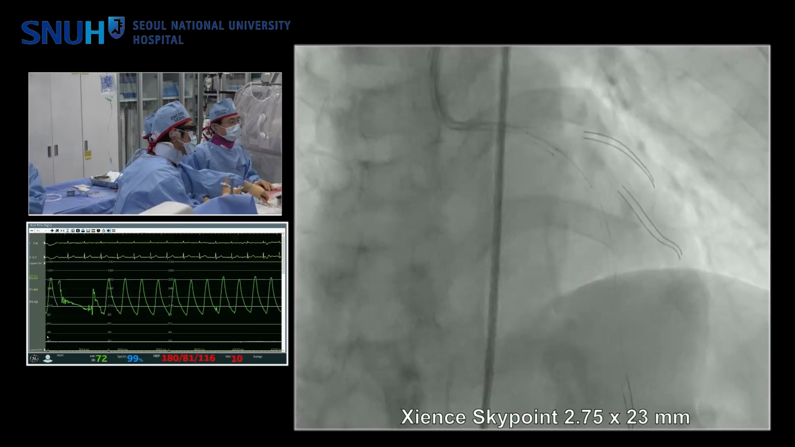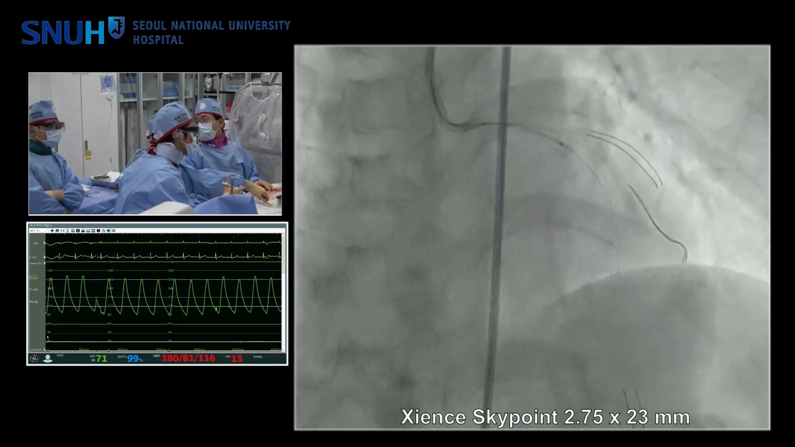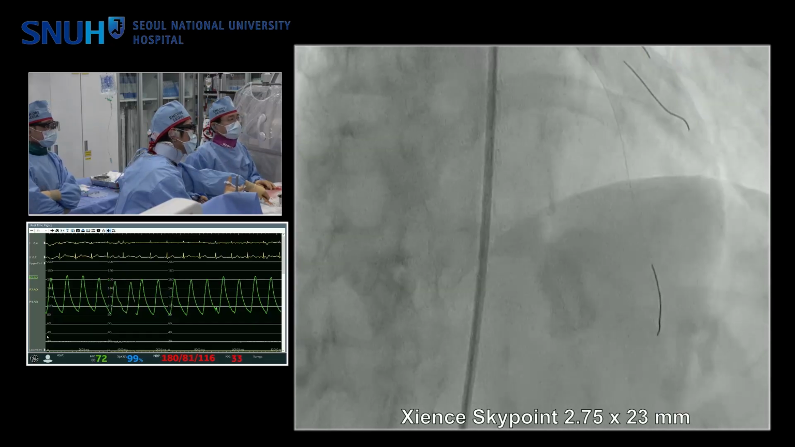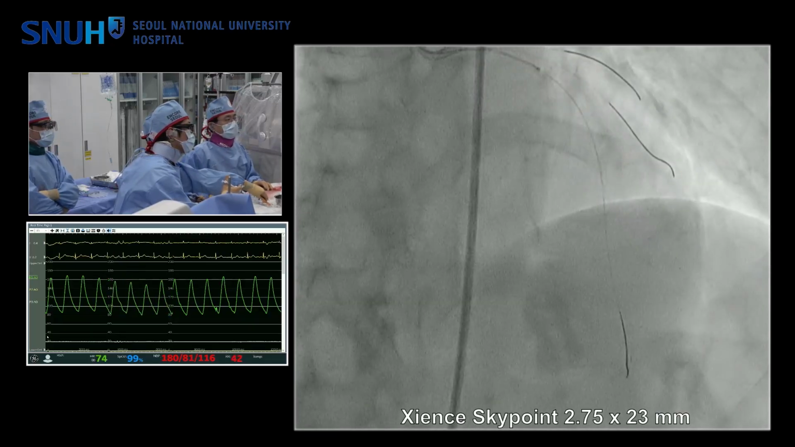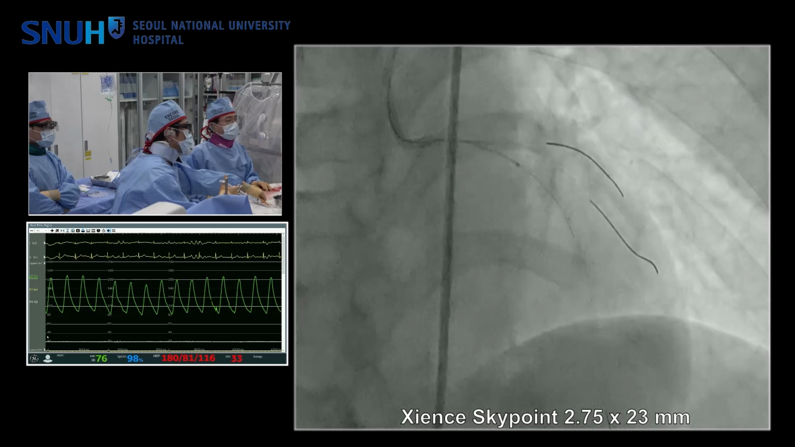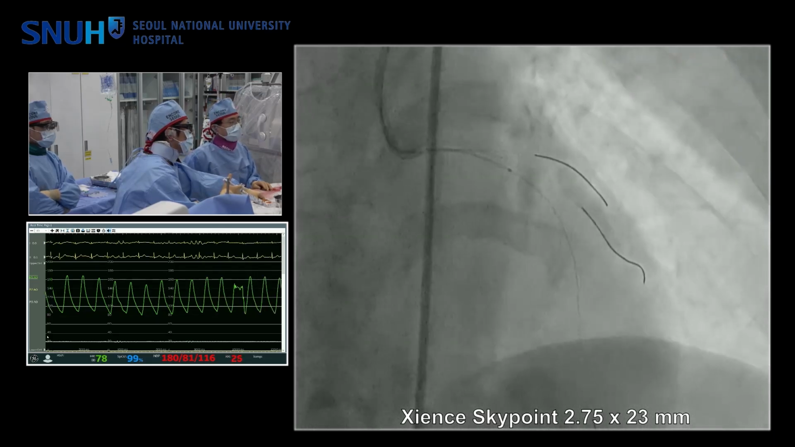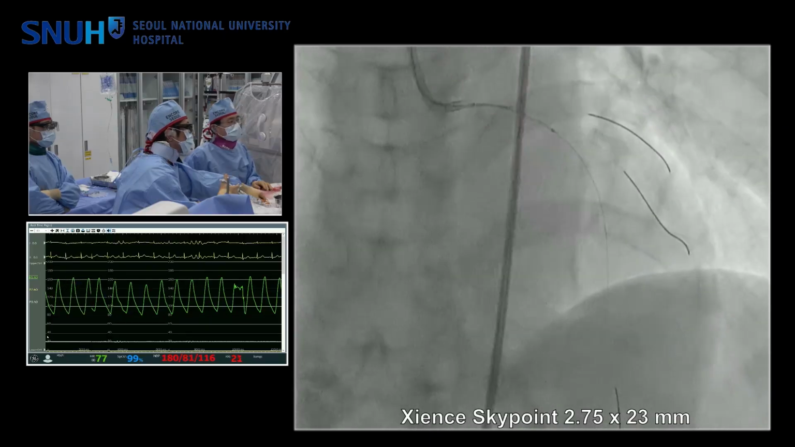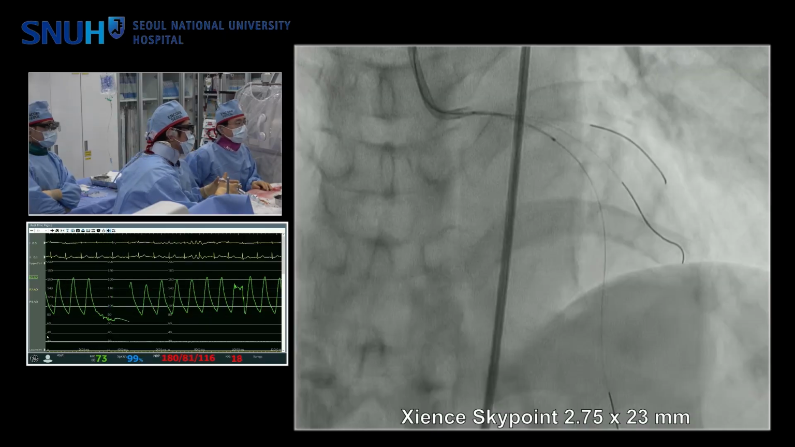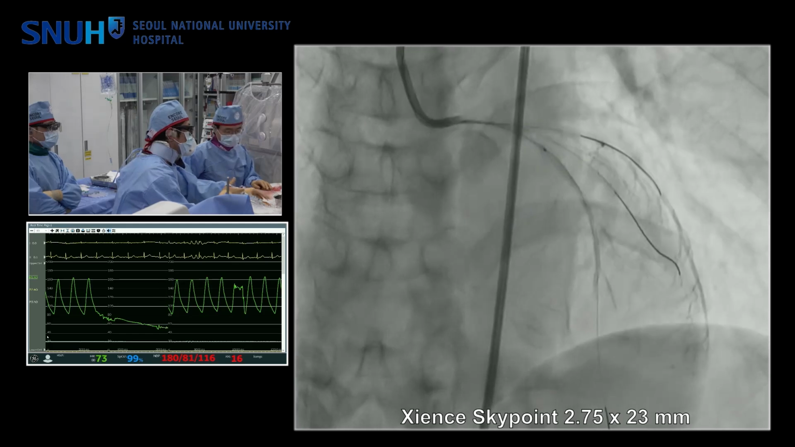Judgment of DCB or DES depends on the result of pre-dilatation. Response is very good. One option is of course DCB. However, if there is dissection or recoil, DES is necessary, I think.